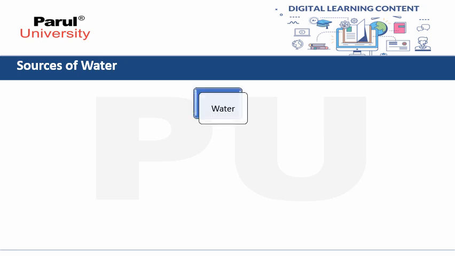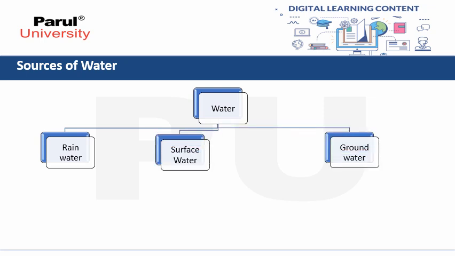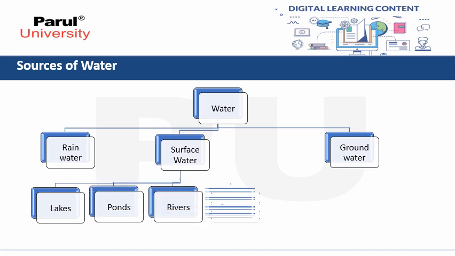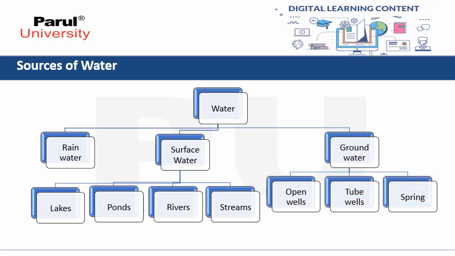Sources of water. Water is obtained from rainwater, surface water, and groundwater. The surface waters are such as lakes, ponds, rivers, streams. The groundwater forms open wells, tube wells, springs.